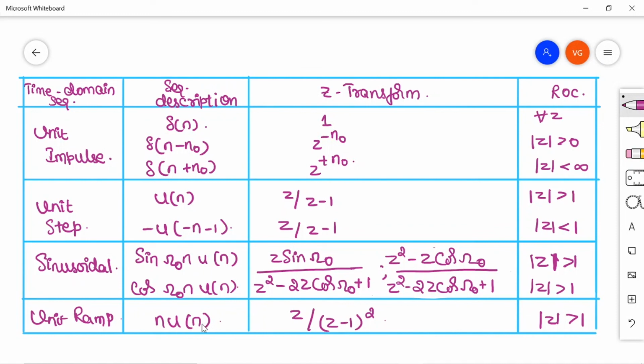Then for the unit ramp, n into u of n is the sequence. So the Z transform is Z by (Z minus 1) whole square. As in the denominator it is Z minus 1, mod Z is greater than 1 is the ROC for this sequence. So students, try to remember all the Z transforms of these sequences. These are very important. Once you remember, you can apply them in problems very easily.